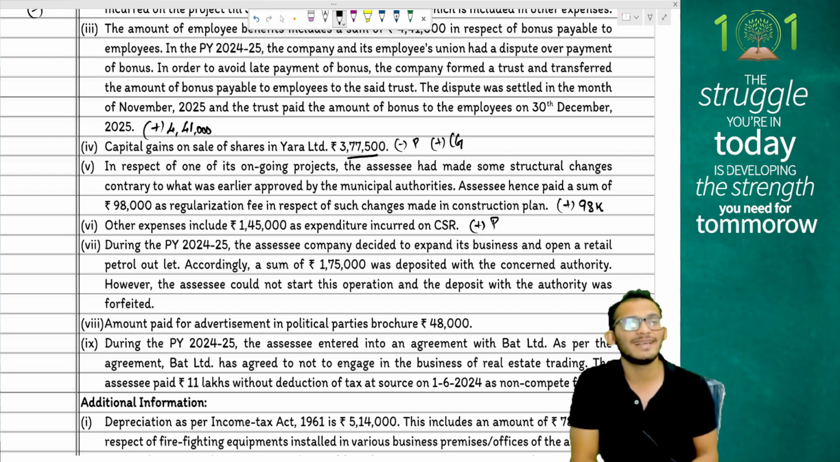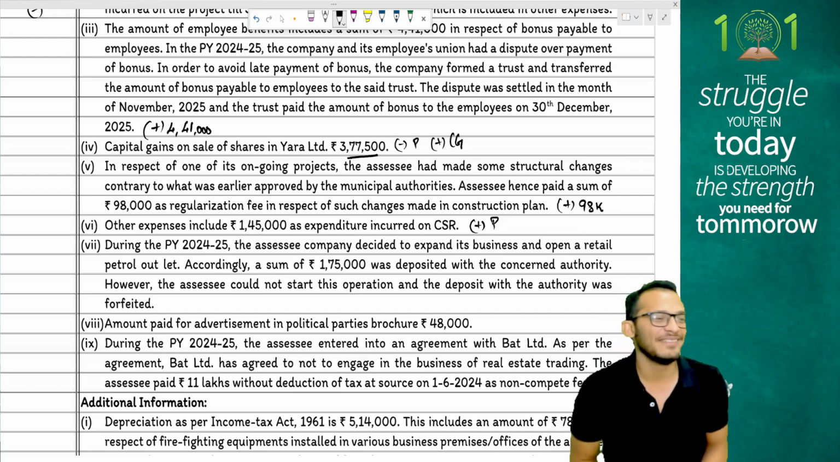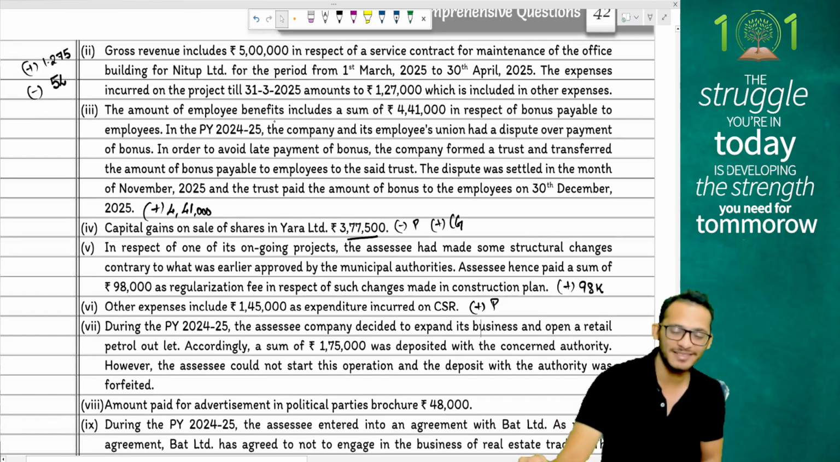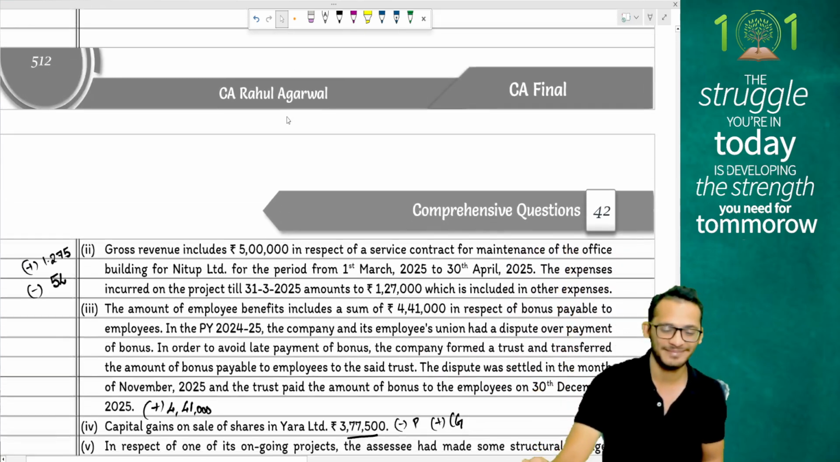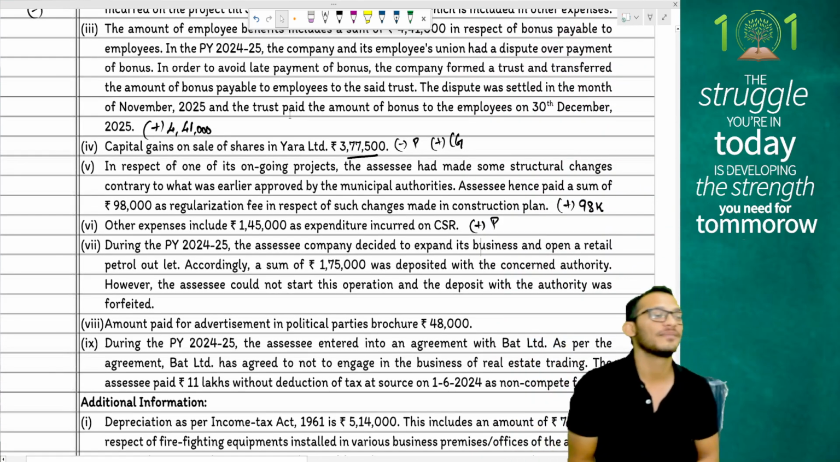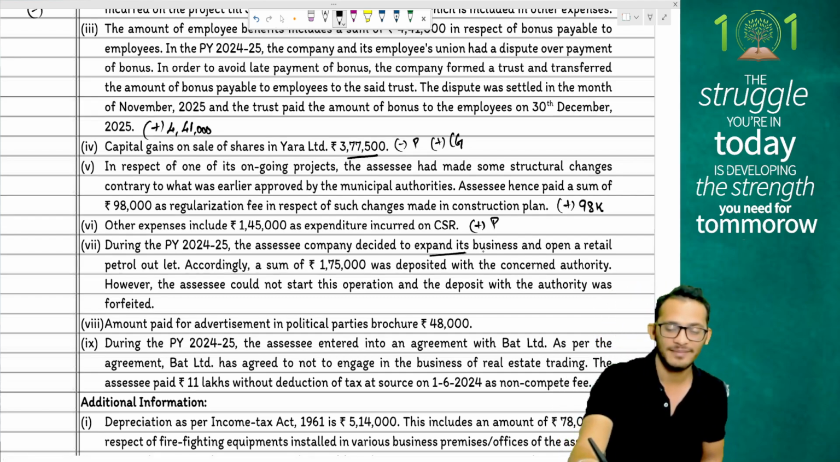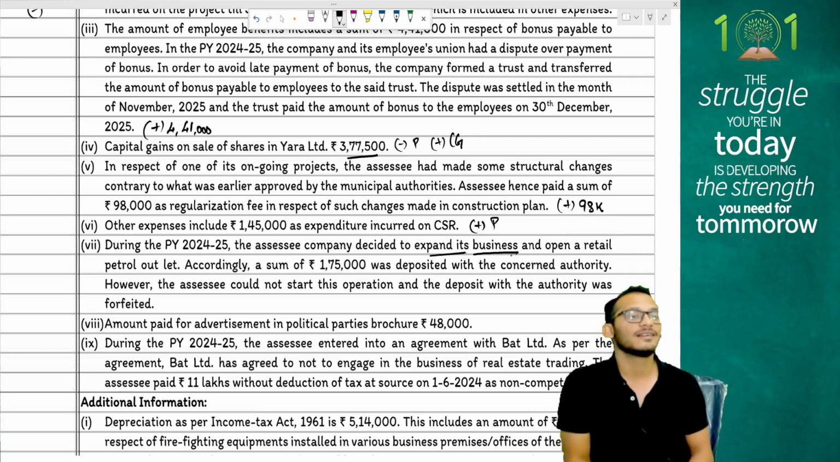Why? It's an expense. You only have to decide whether it's a capital expense or a revenue expense. You decide. My feeling is it's a revenue expense because they say very clearly it's an expansion of business. Expansion of business means the current existing business only.